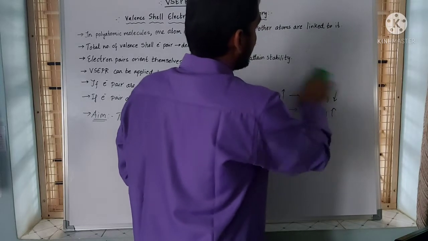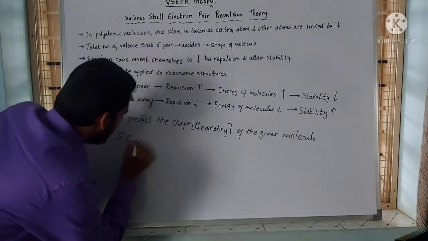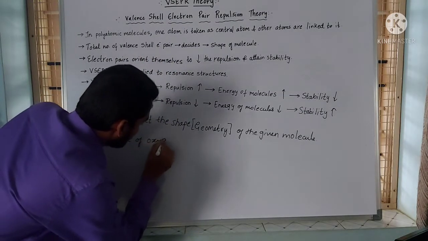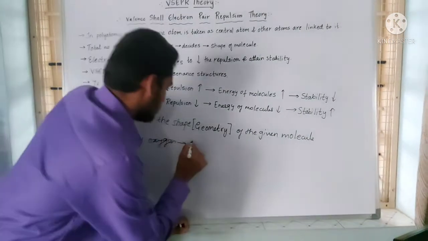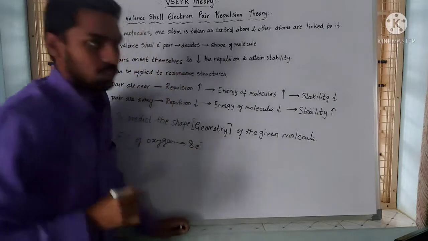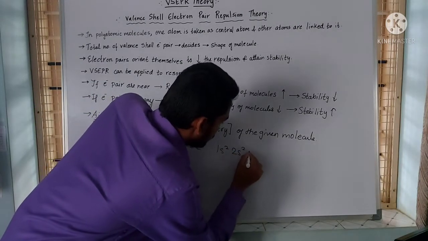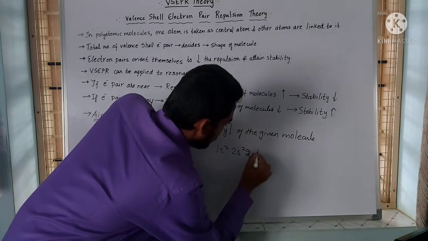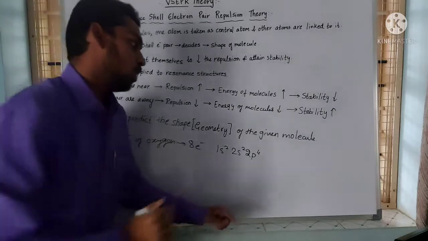First, let me write the electronic configuration of oxygen. We know that oxygen has 8 electrons. The electronic configuration is 1s2, 2s2, 2p4. That is 2, 2, 4, which makes 8 electrons, right?